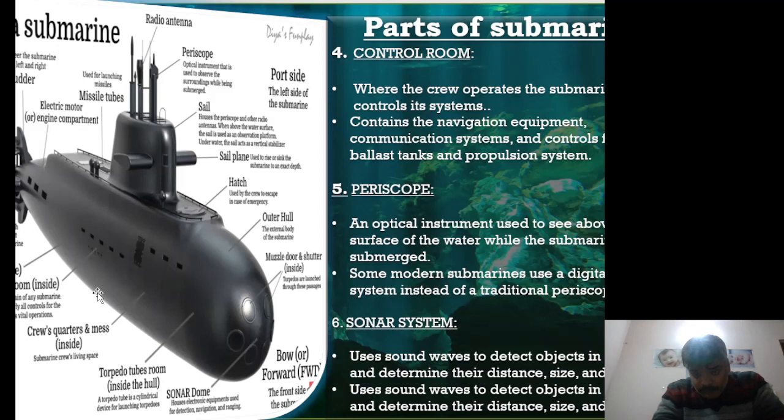Next, periscope, an optical instrument used to see above the surface of the water while the submarine remains submerged. Some modern submarines use a digital camera system instead of a traditional periscope. The control room is the operating room control panel.